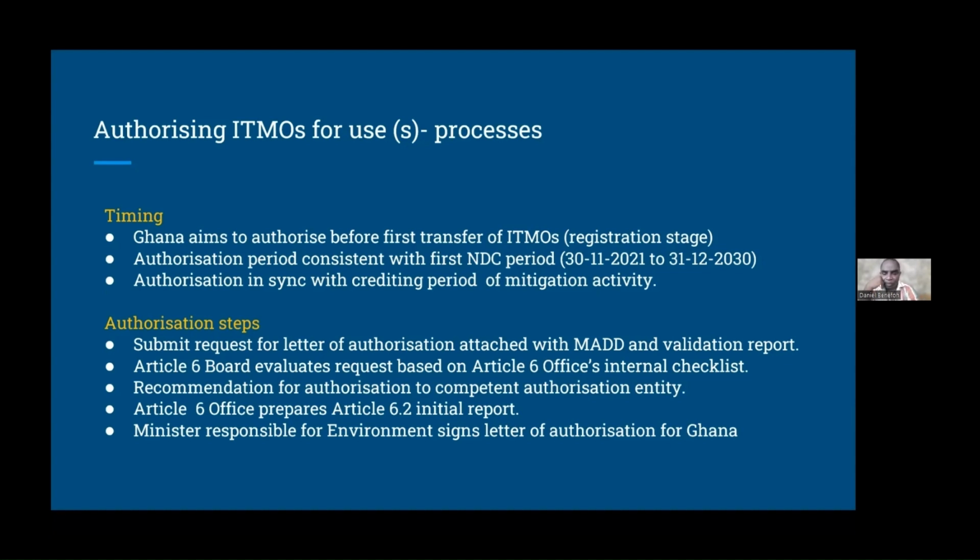The minister responsible for environment is the competent entity to issue the letter of authorization, and this is based on a recommendation by the Carbon Market Committee, or the so-called Article 6 board. So the board will receive the request for authorization, and the board will make a recommendation for the Ministry of Environment to finally give the authorization, and that will then trigger the preparation of the initial reports. The minister himself will then sign the letter of authorization and also the statement of authorization as well.